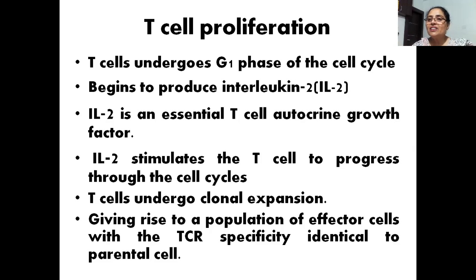Once interleukin 2 stimulates the T cell to undergo the cell cycle, clonal expansion occurs. That means T cells get clonally expanded, same copies of T cells start forming, giving rise to effector cells which have a specific activity against a specific antigen, and thus T cell mediated immunity starts. And this is all about the naive T cell's journey to T cell activation, and how proliferation of T cells takes place, and how they are clonally selected.